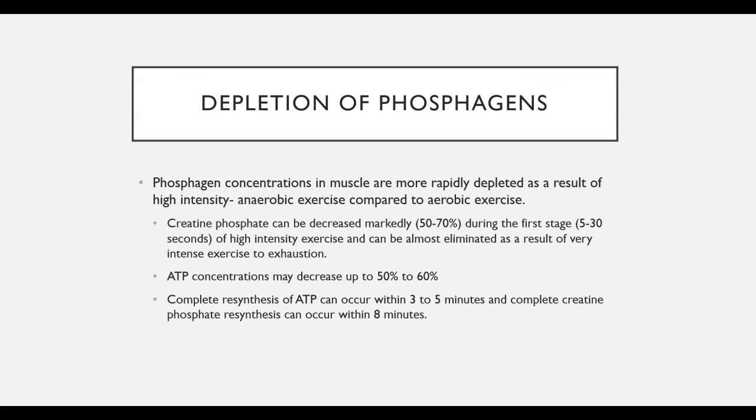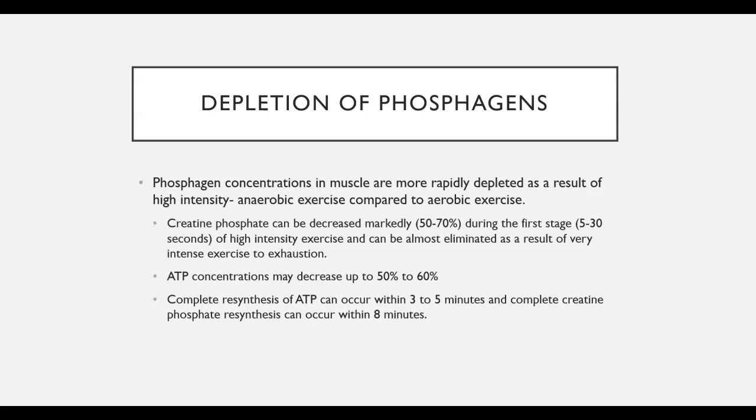Talking about depletion of phosphagen, that's something you'd experience when you're lifting heavy weight or lifting weights for a shorter amount of time. Phosphagen concentrations in muscles are more rapidly depleted as a result of high intensity anaerobic exercise compared to aerobic exercise. Now this is interesting. In your body, if you're not supplementing with creatine, you're probably at around 70% of maximum capacity. If people supplement with creatine, they can increase that up to 100%.